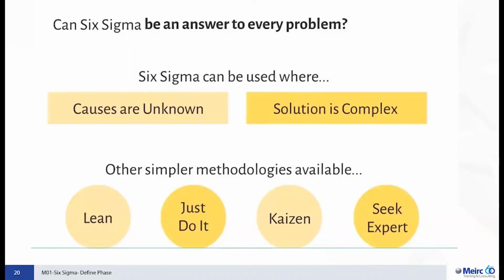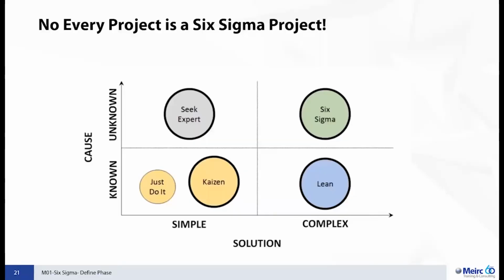So again, we do have multiple methodologies. Could it be lean, which is another methodology adopted by Toyota, or just do it, or just go and ask an expert? So again, Six Sigma is usually used when we have causes unknown. We really do not have any idea of what is causing this problem. The root causes are not very clear for us, and the solution tends to be complex. So we need to engage data to try to see what exactly is affecting our problem.